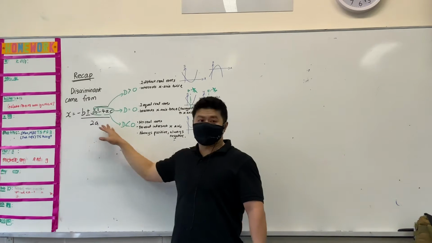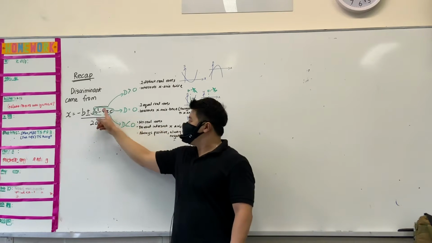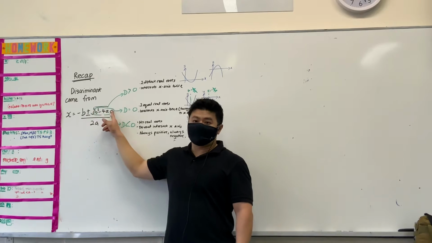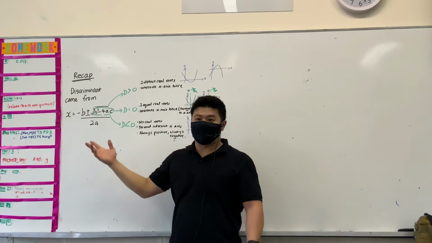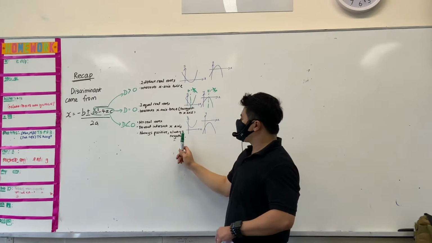If the discriminant is less than 0, then there are no real roots. Basically, if the discriminant is less than 0, then when you square root a negative number, it cannot happen. Therefore, the graph doesn't intersect the x-axis.